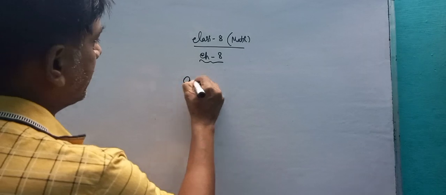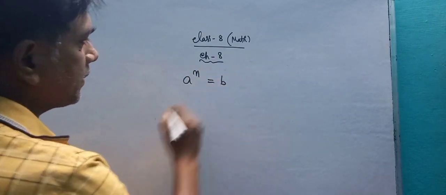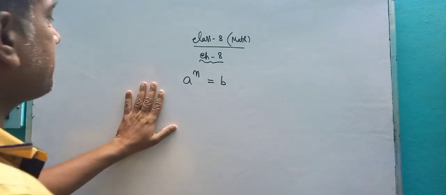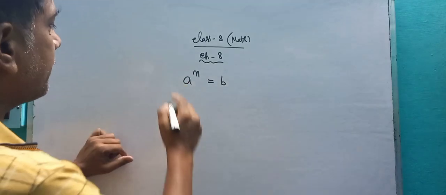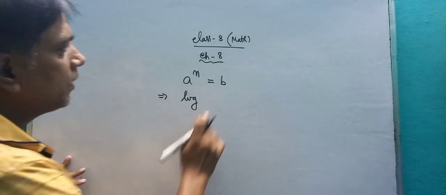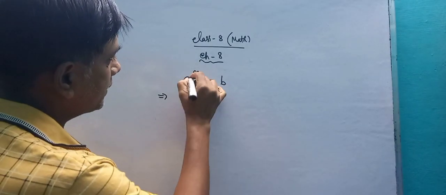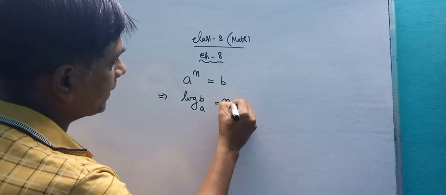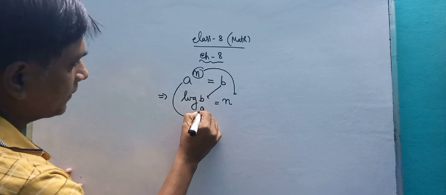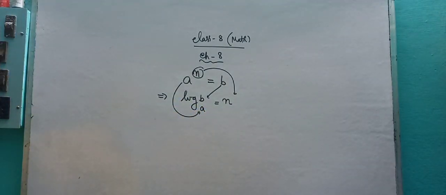So what is a logarithm? From your previous chapter, indices, if I say a to the power n is equal to b, then if you use the log, you are able to say log b, where the base is a. The power value n will become the answer, b goes there, and the base stays as it is. This is called the log.